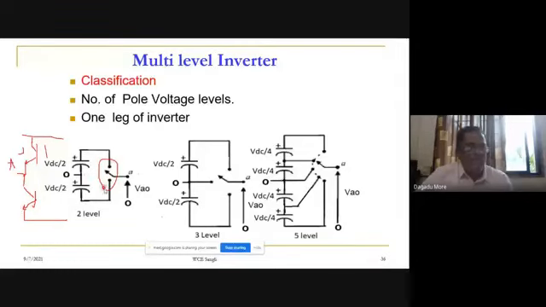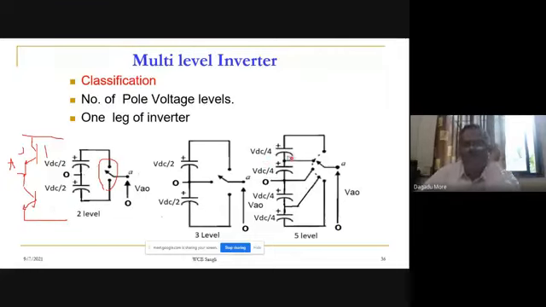When the upper switch is closed, VO, the voltage at this point, will be plus VDC by 2. Whenever the lower switch is closed, we get minus VDC by 2. So the pole voltage levels are plus VDC by 2 or minus VDC by 2. These two, that is why it is called a 2-level.